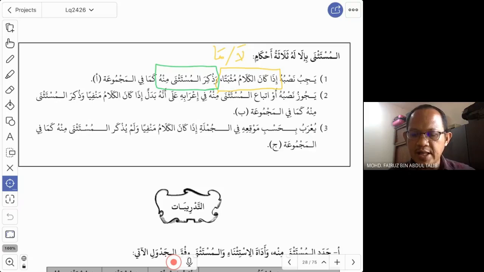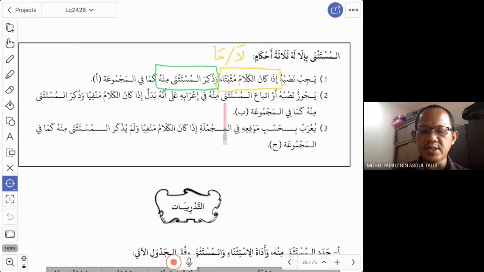The second hukum says that yajuzu nasbuhu. Now it is yajuzu instead of yajibu as in the first one. Yajuzu literally means it is allowed, it is possible. So you can make it mansub. Yajuzu nasbuhu. This is again referring to the mustasna bi illa, referring to the word mustasna. So mustasna, you can have it in the mansub state, or you can do this.